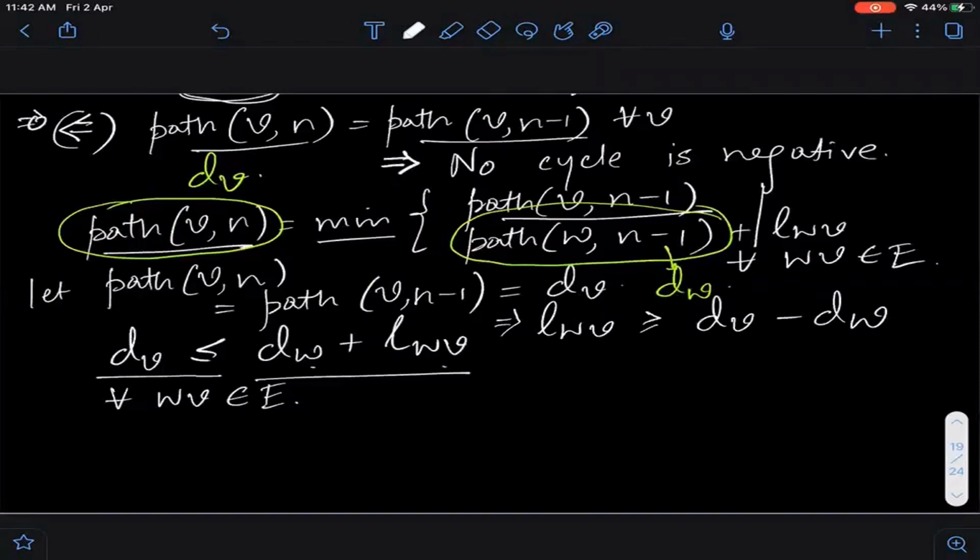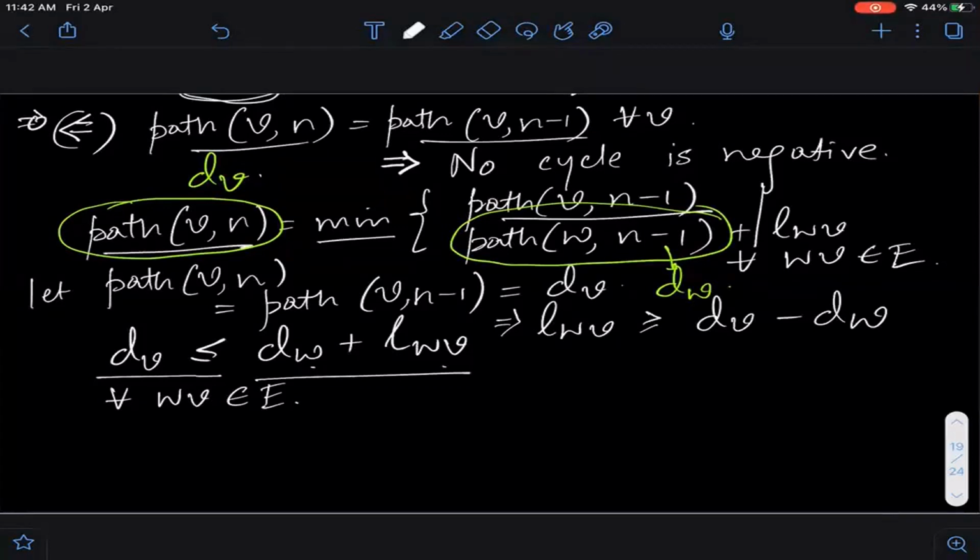ठीक है? So this is a fact, and this is true for every edge in your graph. So is this clear so far? What dV is, what dW is? Just digest this a little bit. Okay, so again, let's just go over it. So what we have so far.